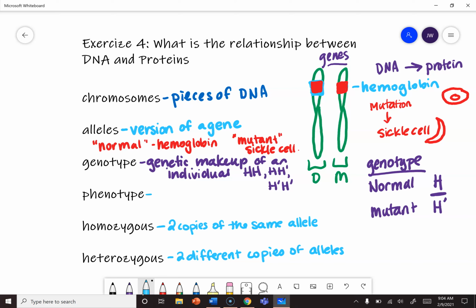Related to the genotype is the phenotype. So the phenotype is the physical trait that you see. So in this case, if we were to look at the blood of the individual, they would have the normal phenotype, normal hemoglobin, or they would have sickle cell hemoglobin.